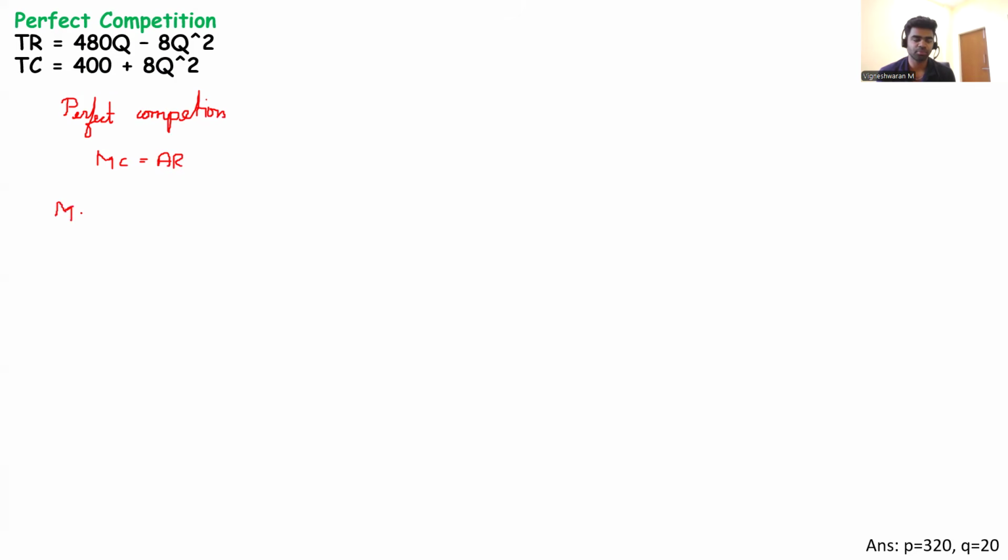What is MC? MC is the differentiation of total cost with respect to quantity. Then what is average revenue? Average revenue is nothing but total revenue divided by quantity. Very simple. Now, first we will find the marginal cost. So MC is equal to what? I told you, differentiation of total cost with respect to quantity. So what is the total cost?